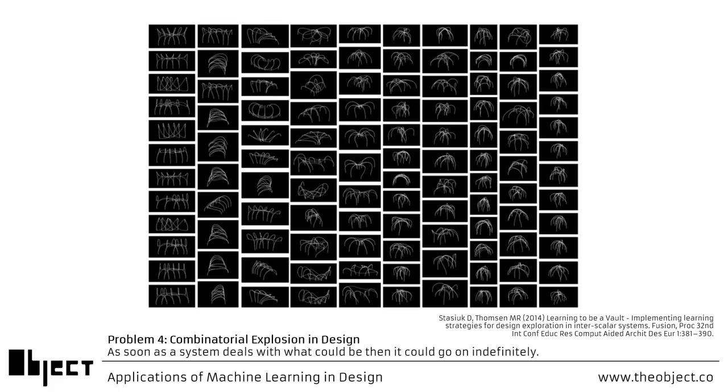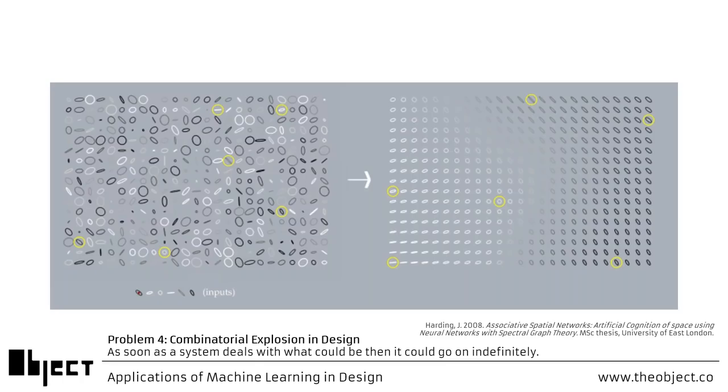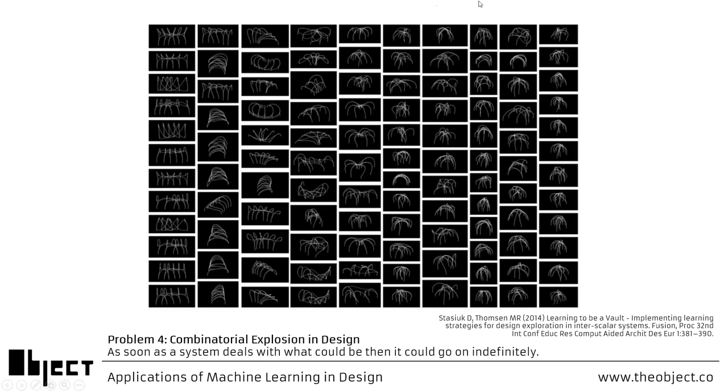I think this problem number four, the combinatorial explosion design, is quite well resolved in the current stage of design and architecture. It was explored by, for instance, David Stasiuk and Mette Ramsgaard Thomsen from CITA. In their paper Learning to be a Vault, they used K-means clustering to define different families emerging from a single parametric model. That way, they were able to create a catalog of all the possible forms emerging from the parametric model.